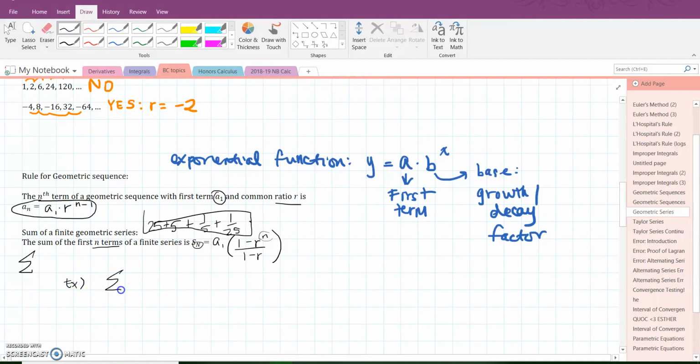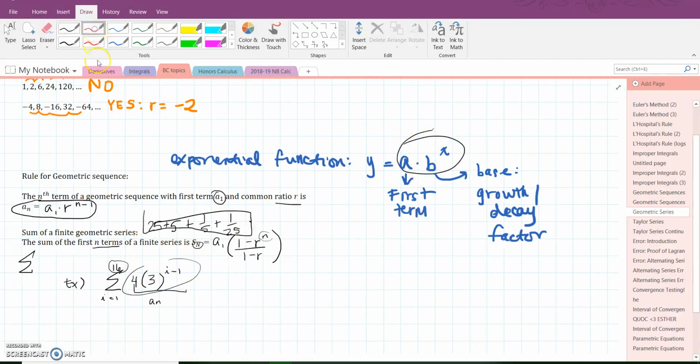Let's take a look at the sum, i equals 1 to 16, of 4 times 3 to the i minus 1. You might look at this and think, all right, this is my generator a sub n. It's definitely finite because I stop at 16. You know that your starting term a is 4. You know that your base or ratio here is 3. So the terms differ by a constant ratio of 3.